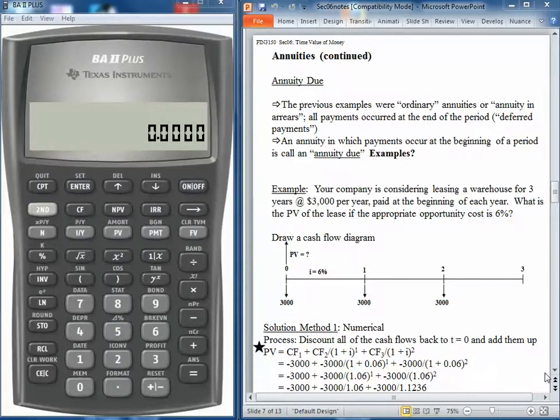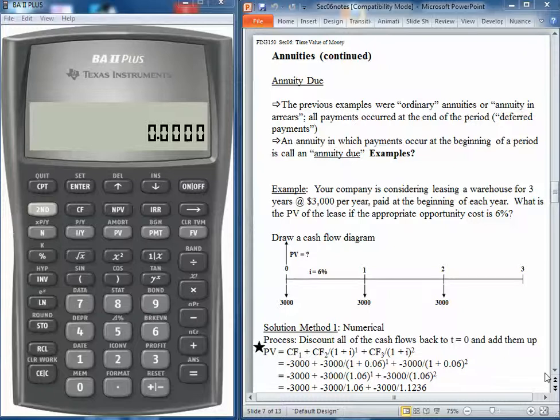In an annuity due, the annuity payments, the equal payments that occur at equal intervals, are shifted one period. They're shifted to the beginning, meaning that the first payment occurs today. So the previous examples were ordinary annuities, or annuities in arrears. All payments occurred at the end of the period. These are sometimes called deferred payments. An annuity in which payments occur at the beginning of the period is called an annuity due.